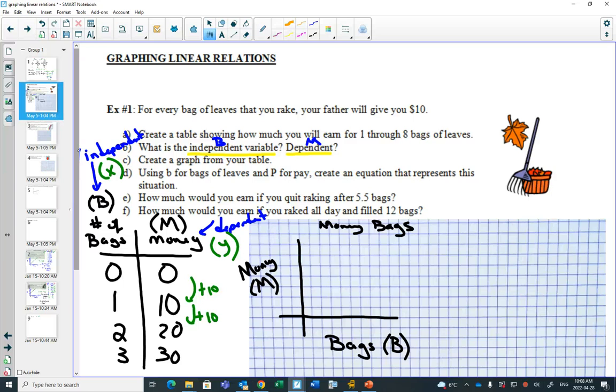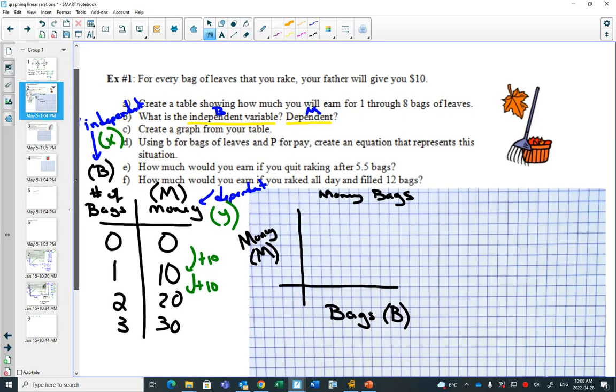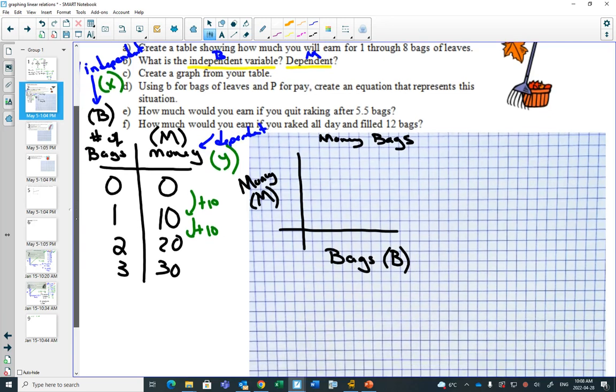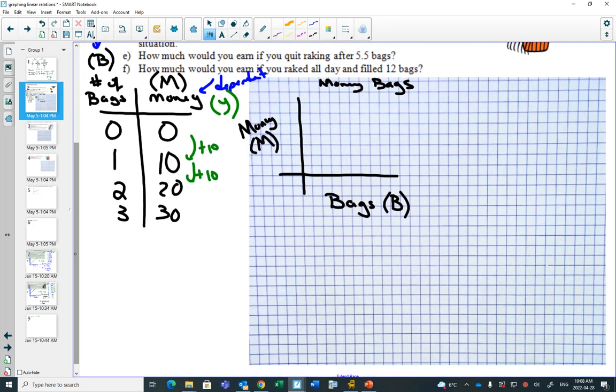Recap for the video. What have we done so far? We created our table of values. Oh, and it says we didn't even read the question. What did I not read for the question? All the way up to 8 bags. So this is good that we're reviewing things here.